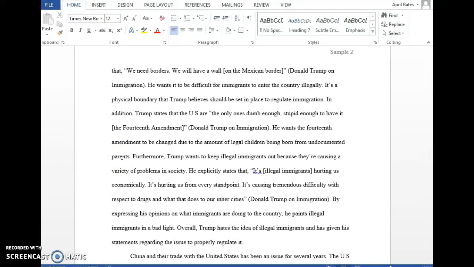So notice that he has now explained how this quote suits or supports his topic, which was that this whole paragraph is about illegal immigration. Okay, he goes on. Furthermore, Trump wants to keep illegal immigrants out because they're causing a variety of problems in society. He explicitly states that. So notice this is our introductory phrase saying he, meaning Trump, says it's illegal immigrants hurting us economically. It's hurting us from every standpoint. It's causing tremendous difficulty with respect to drugs and what that does to our inner cities. Donald Trump on immigration.